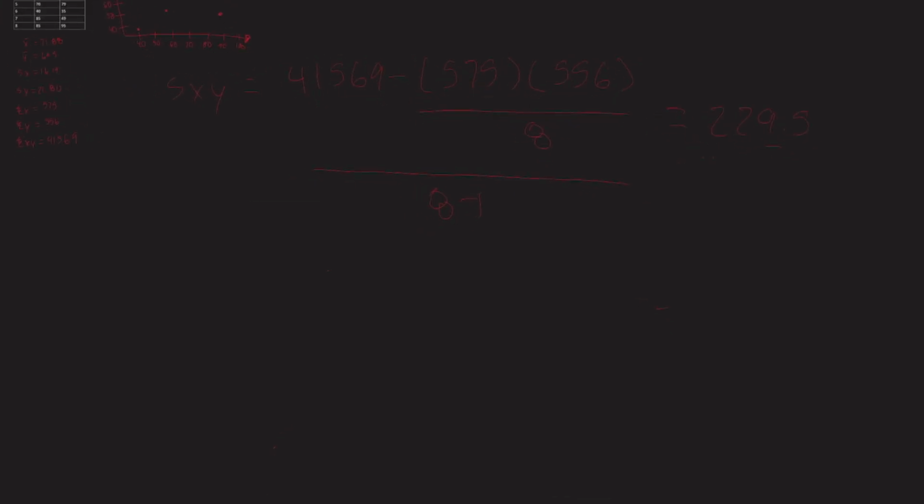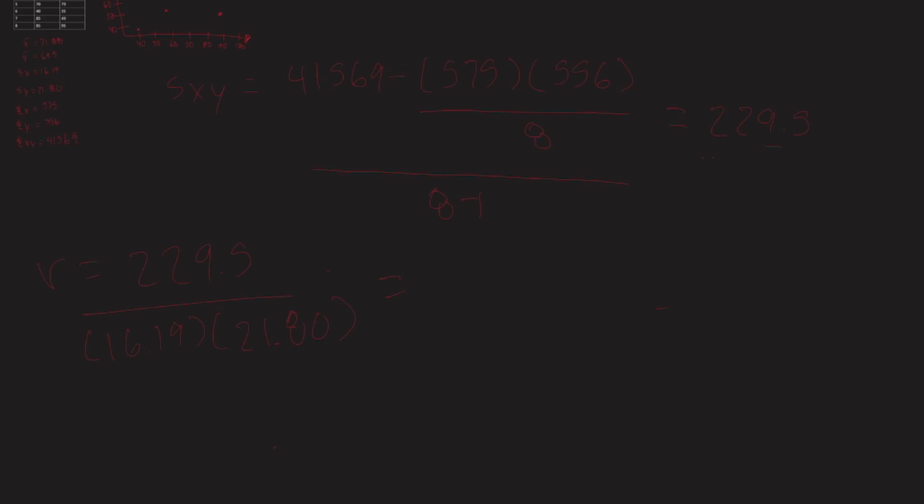After that, we need to find R, and the formula for R is SXY, which is 229.5, over the standard deviation of x times y, which is 16.19 multiplied by 21.8. We go to our calculators and we plug that in, and R is equal to 0.65.